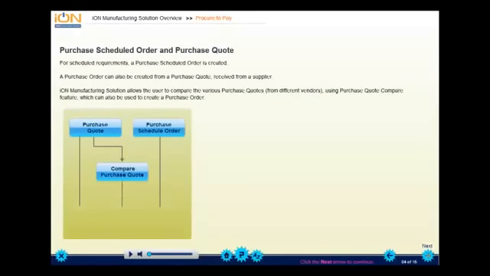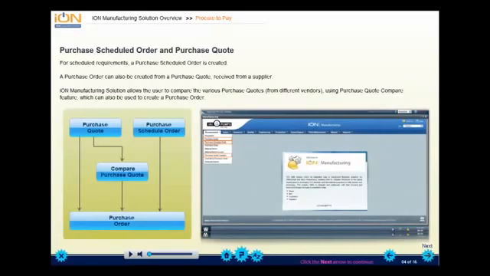If it's a scheduled requirement such as ball bearings or shafts that are required every month, Ajay will create a purchase schedule order. Or, if Ajay gets a purchase quote from a supplier, he can also create a purchase order from a purchase quote. iON Manufacturing Solution also empowers Ajay to compare purchase quotes, to analyze and choose the best quote available from multiple suppliers. He can do this by selecting Purchase Quote Compare in the Procurement tab.